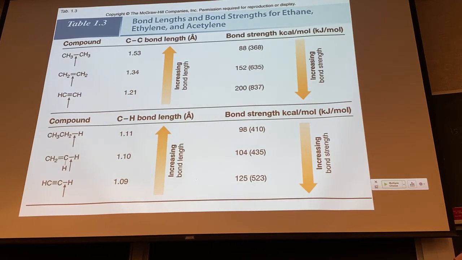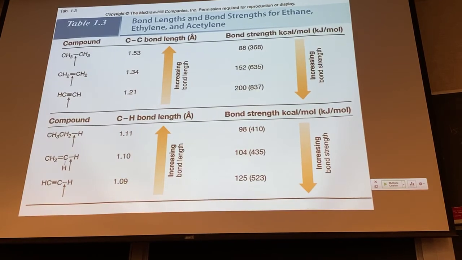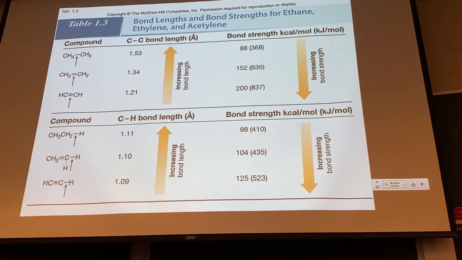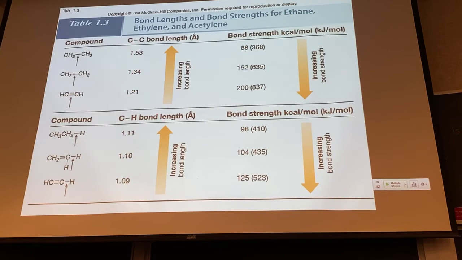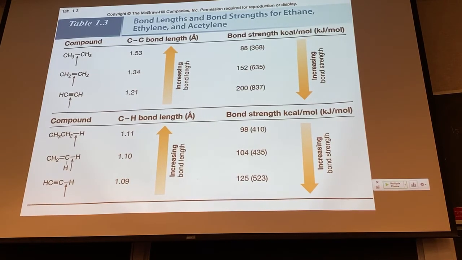So here in the top half of the table, we're comparing bond lengths of carbon-carbon single, double, and triple bonds. We would expect triple bonds to be the strongest, followed by double bonds, followed by single bonds. So the trend in bond length makes sense, the trends in bond strength make sense, okay? But if you look at these bond strength values and you compare them to each other, something should jump out at you. What do you notice when you look at these values and you compare them to each other?